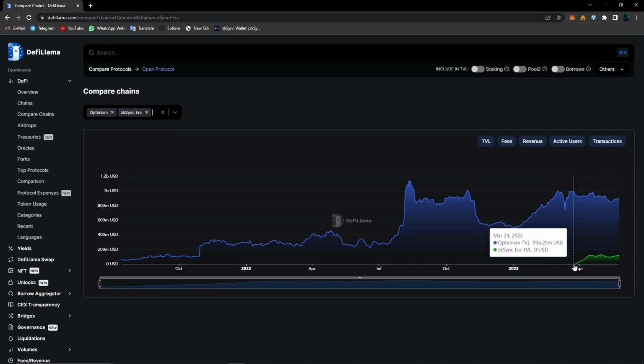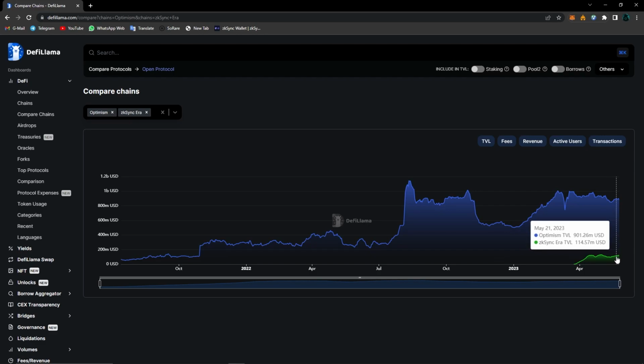Actually, ZK Sync contains two mainnets. The first one was ZK Sync 1.0, which is now known as ZK Sync Lite. And when they developed it, and it became more useful and more developed, they published ZK Sync 2.0, which is known as ZK Sync Era. And right now we're looking at ZK Sync Era, not ZK Sync Lite. So that is why the date starts from March 24, 2023.